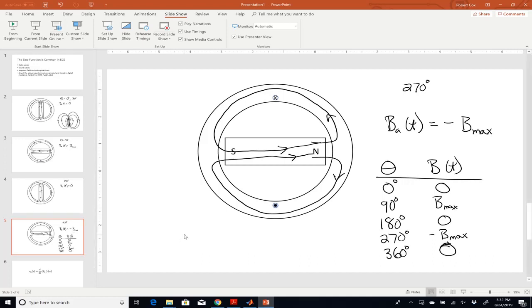So what I see is that the B field in that A phase coil follows something like this, right? It looks like the B field follows the sine of the angle. In other words, at 90 degrees, it reaches its maximum. At 270 degrees, it reaches its negative maximum. And at 0, 180, and 360, it's 0. So it follows a sinusoidal shape as a function of that angle.